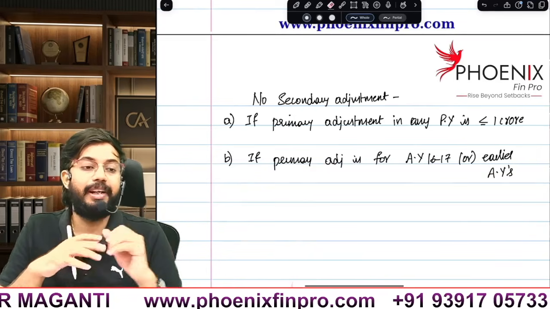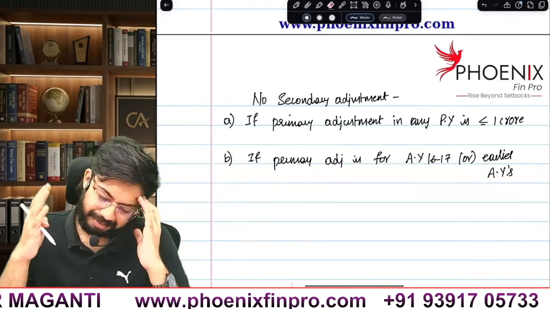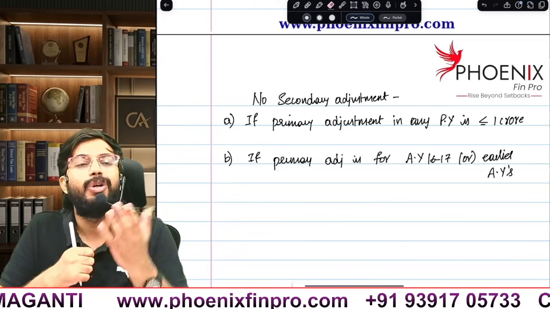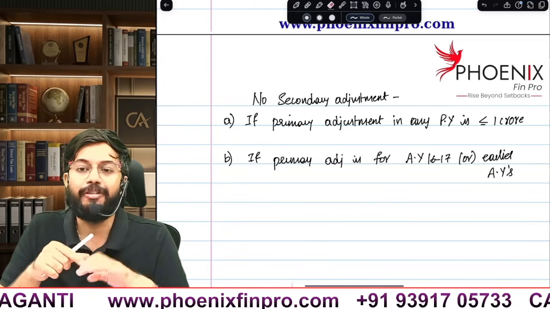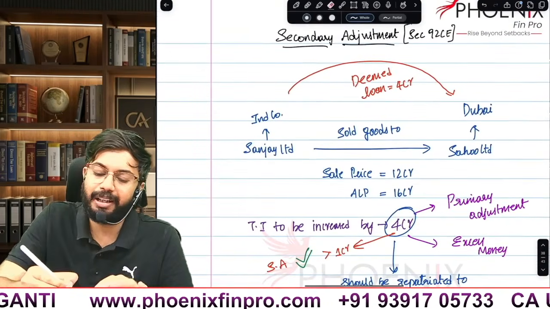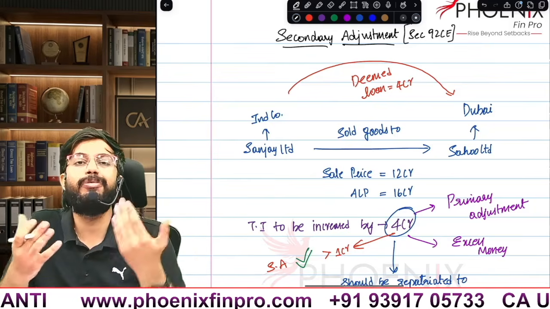Now, students will get a doubt. Sir, tell me practically, from where to bring that 4 crores? Who will give that 4 crore rupees? Of course, Sanjay Limited sold goods to Saho Limited. But from where can Saho Limited give 4 crore rupees?